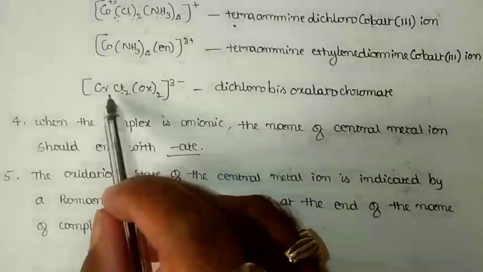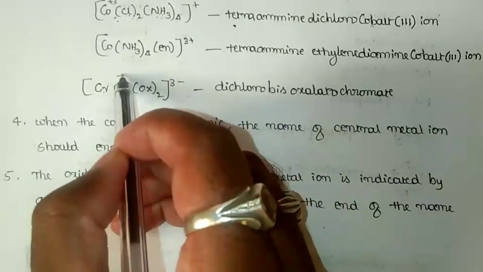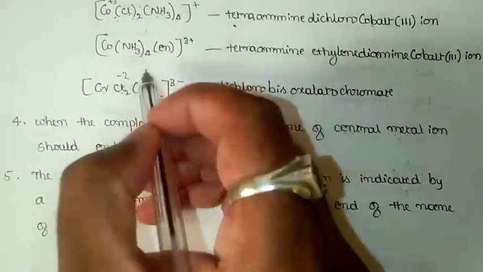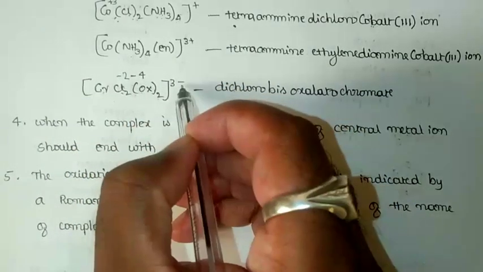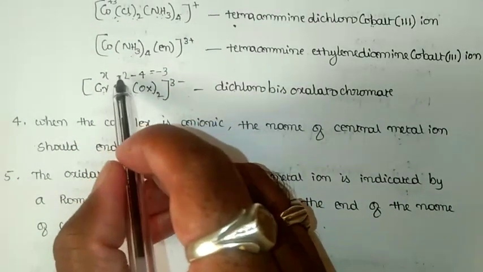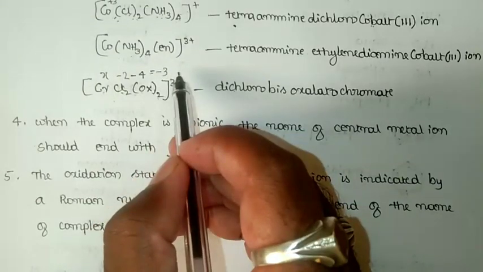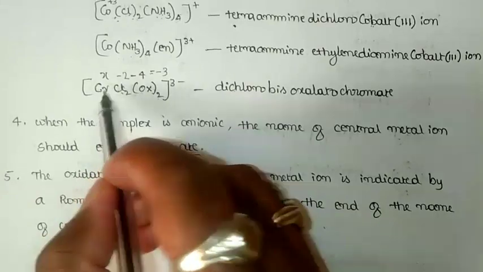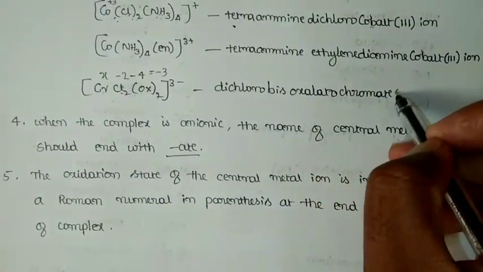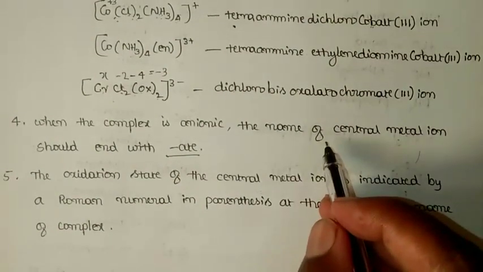And now we are supposed to find out the oxidation state. Here Cl is -1, two of them make -2, and ox is a bidentate ligand with 2 negative charges, so 2 twos are 4, that is -4, and the total charge will be -3, and the oxidation state of chromium will be x. So -2 -4 will be -6. When it comes to the right hand side, it will become +6. 6 minus 3, it will be +3. So chromium is in +3 oxidation state. So dichloro bis oxalato chromate 3. Once again no ionic sphere is there, so it will be given as ion.